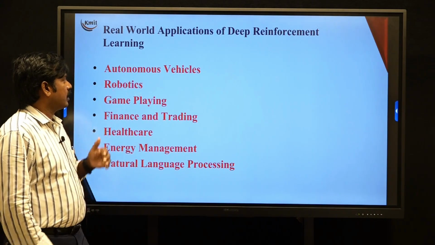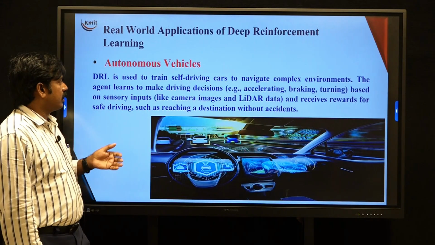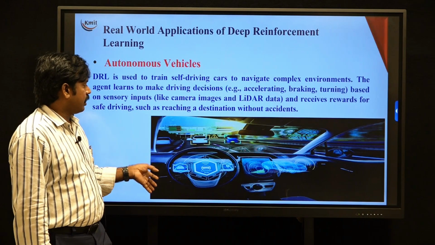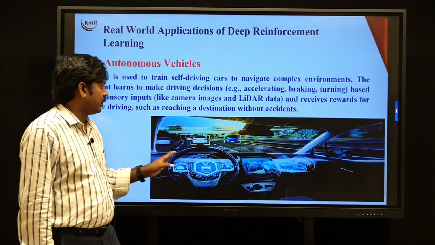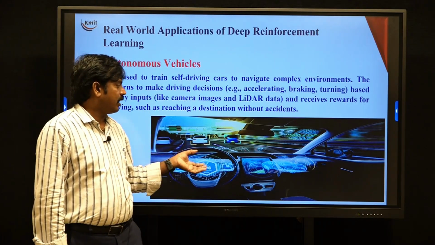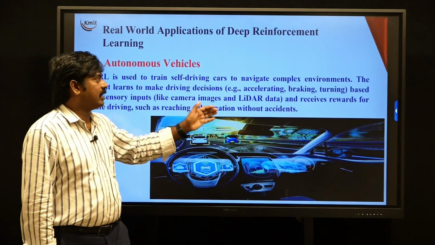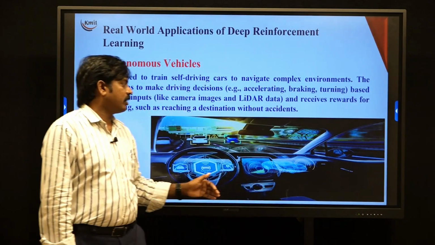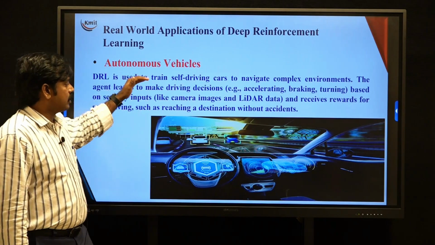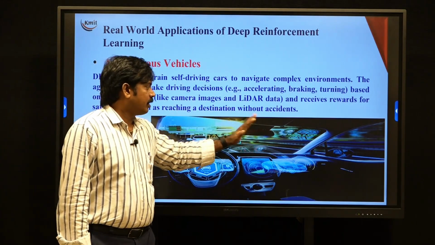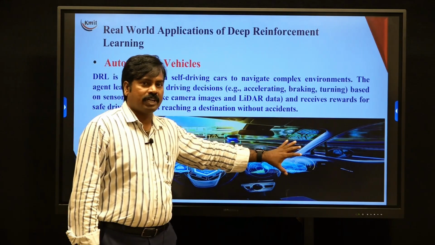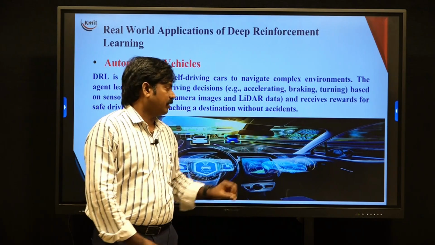In autonomous vehicles, we are using deep reinforcement learning techniques. The surrounding objects are detected using deep learning techniques. According to the deep learning input, the reinforcement learning takes decisions like accelerating, braking, or turning. Decisions are taken by the reinforcement learning. So in autonomous vehicles, we use deep reinforcement learning.